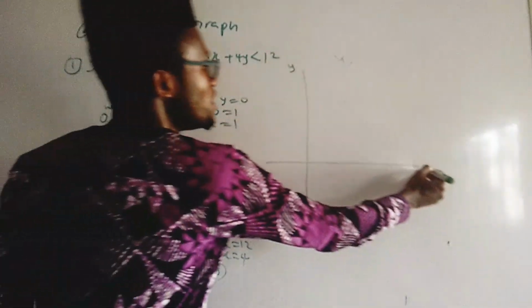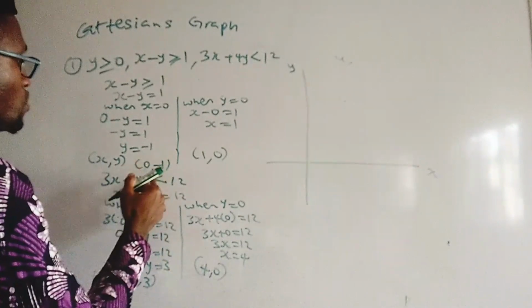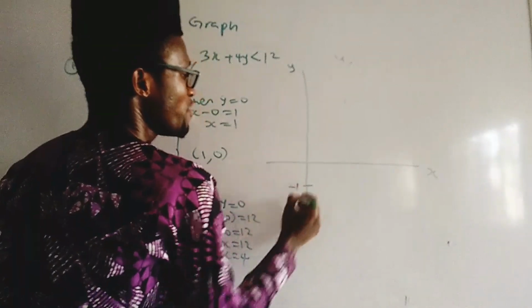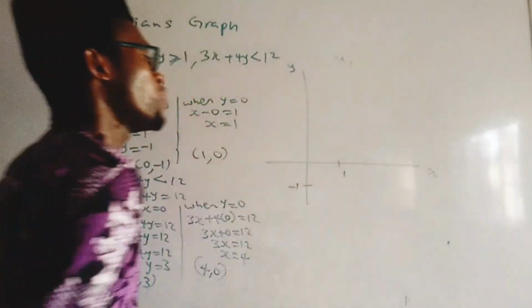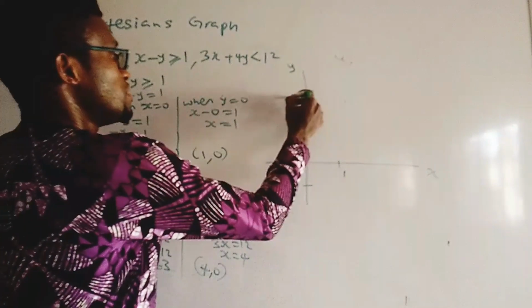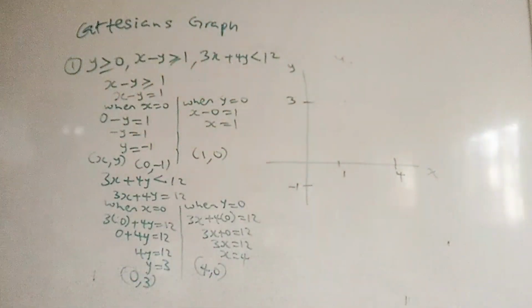So this is our y, this is our x. For this first point, we should note some points. We need y as minus 1. So we have minus 1 there. We need x as 1. The next one is that we need y as 3, and we need x as 4. Okay, now let's draw this.